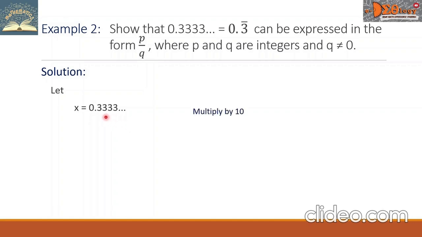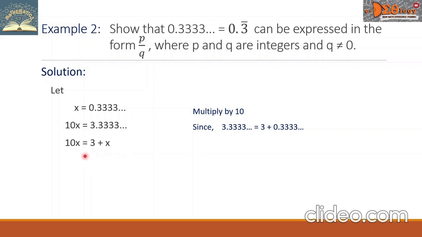In this case, since 3 is repeating, or one digit is repeating, we will multiply this by 10. So the equation becomes 10x equals 3.3333 and so on. Note that 3.3333 and so on equals 3 plus 0.3333 and so on, and this decimal here is equal to x. Therefore, we can rewrite this equation as 10x equals 3 plus x.